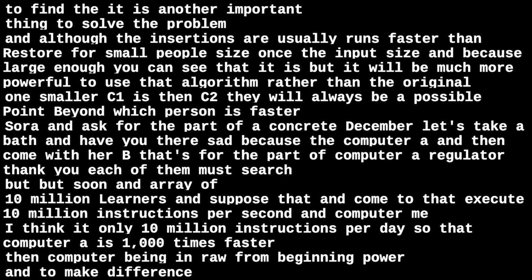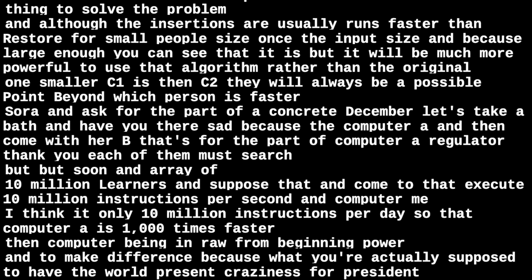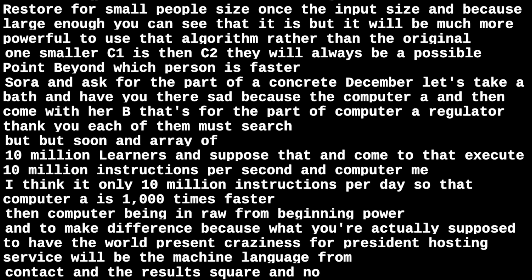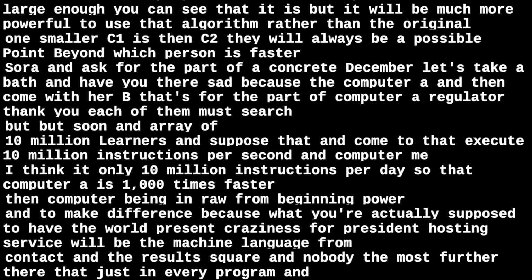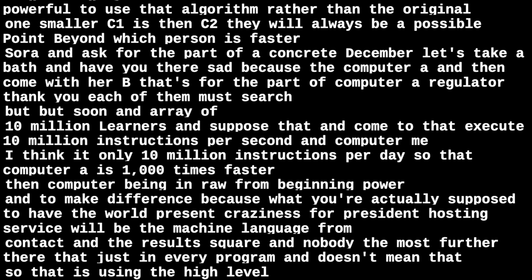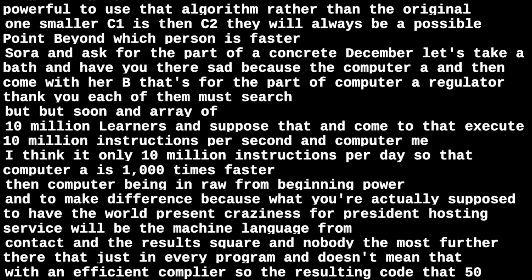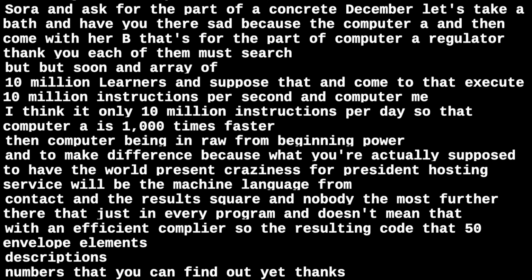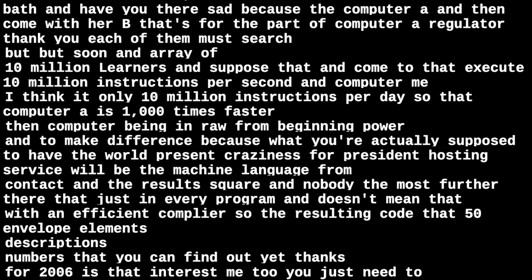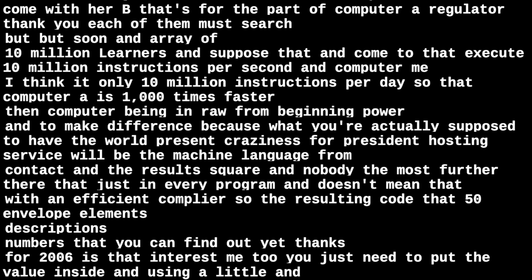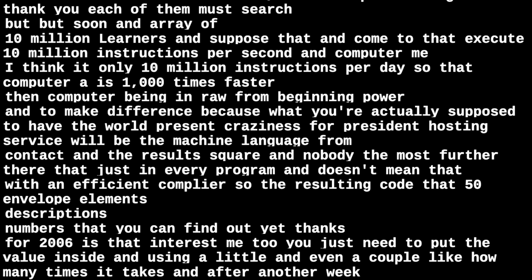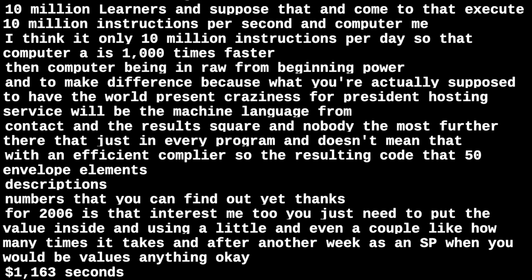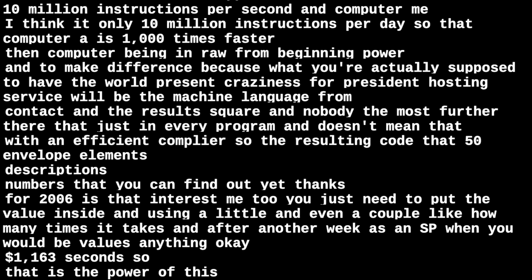To make the difference even more dramatic, suppose that the world's craziest programmer writes insertion sort in machine language for computer A, and the resulting code takes 2n squared instructions to sort n numbers. Suppose further that just an average programmer implements merge sort using a high-level language with an efficient compiler, with the resulting code taking 50 n log n instructions. You just put the values in and calculate: computer A takes 20,000 seconds, and computer B takes 1,163 seconds.